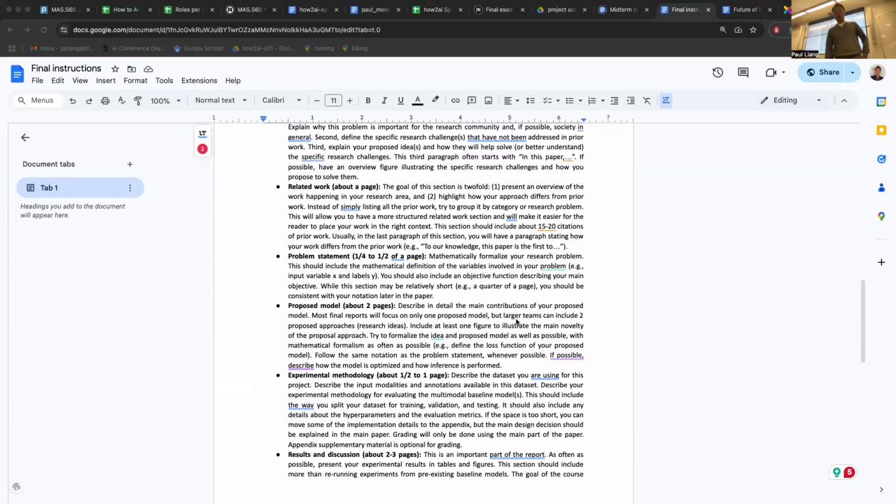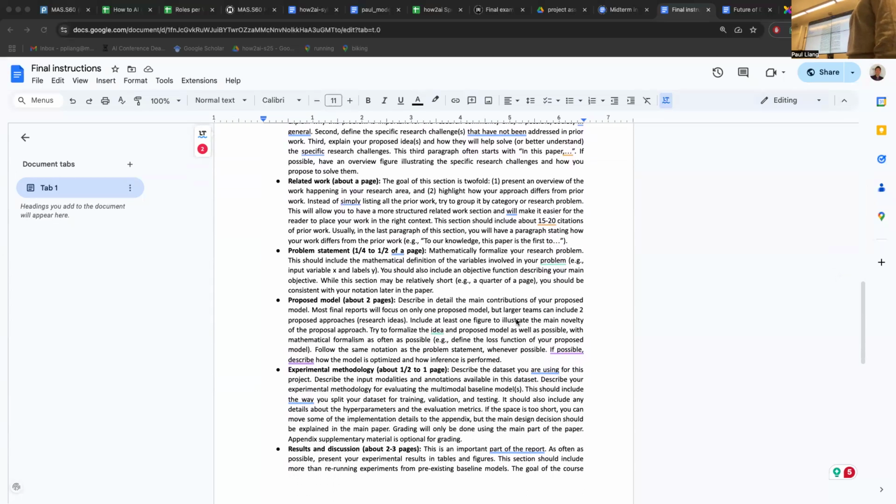the problem, and of course your proposed method, which should be about 2 pages, will be the bulk of the report. That could be a proposed new benchmark, proposed new AI method, proposed new evaluation strategy, simulation environment, and the like. But that should be the most important part. There should be a very nice overview figure to explain at a high level everything that's going on.